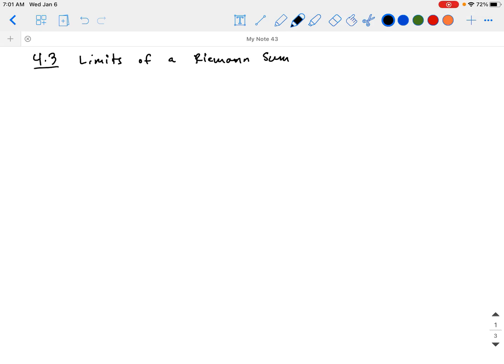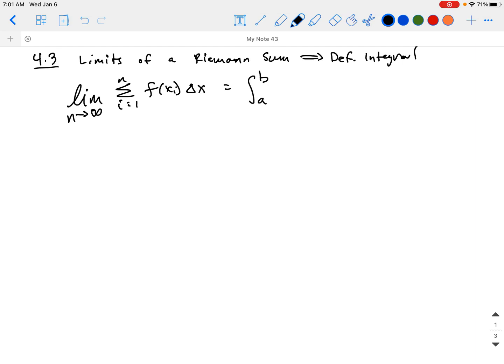So we're going to look at some examples from 4.3, which was where we used the limits of a Riemann sum, and then we defined the definite integral. The main idea for 4.3 was that the limit as n goes to infinity of the sum from i equals 1 to n of f of x sub i delta x. We added this new notation of the integral from a to b of f of x dx.